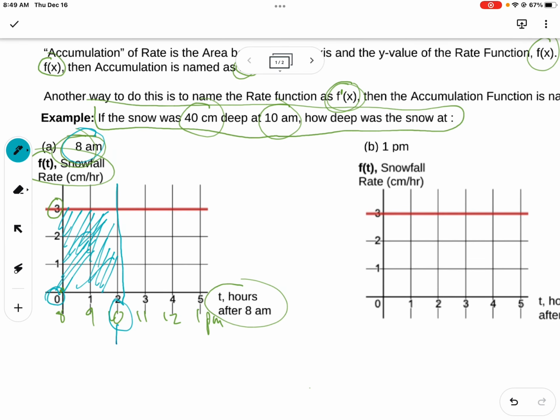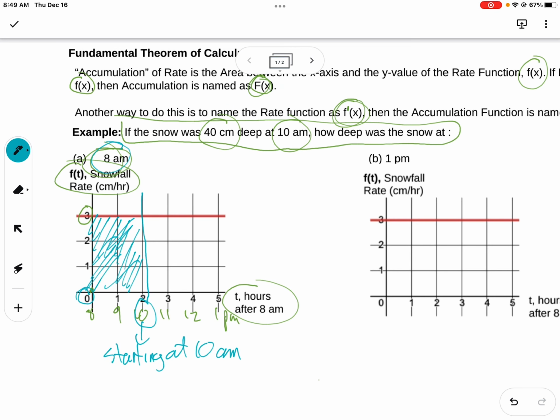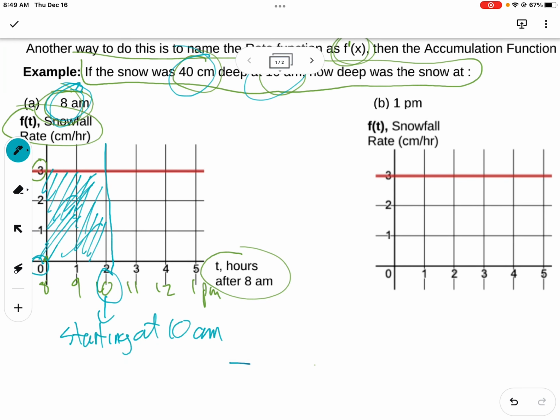But if I look at it, where am I starting at? I'm starting at 10 a.m., because that's the information I have. I have 40 centimeters of snow at 10 a.m. And how deep is the snow at 8 a.m.? And this is some intuition I think would help. If we think about how deep the snow is at 8 a.m., and we think about how deep the snow is at 10 a.m., I think we know if the snow's falling that the snow is deeper at 10 a.m.